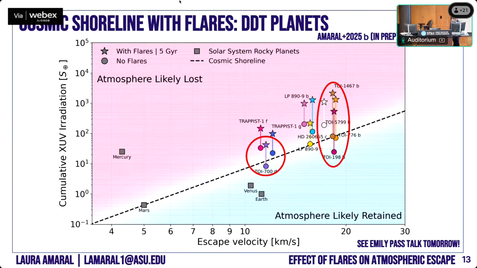What this plot shows is that flares will make a difference. The flux from the flare is going to make a difference over time, over the evolution of the star, but not too much for planets that are close in. Also, tomorrow we're going to have Emily Pass's talk, which is in the same context of flares and cosmic shorelines, so take a look at that.